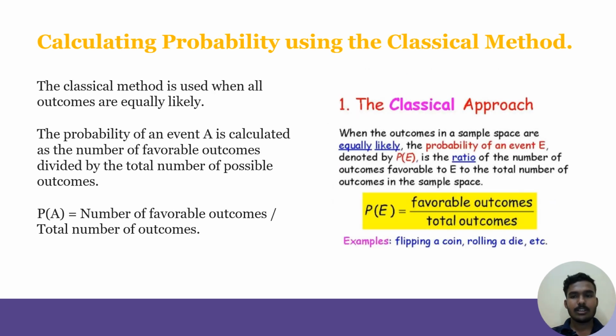Calculating probability using the classical method. The classical method is used when all outcomes are equally likely. The probability of an event A is calculated as the number of favorable outcomes divided by the total number of possible outcomes. In this picture we can see the classical approach, where the formula is P(E) equals favorable outcomes divided by total outcomes. Example is flipping a coin or rolling a dice.